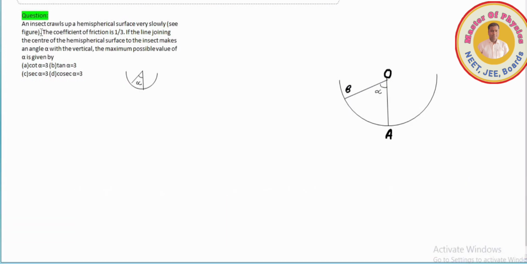Problem. An insect crawls up a hemispherical surface very slowly. The figure is given below here. The coefficient of friction is 1/3. If the line joining the center of the hemispherical surface to the insect makes an angle alpha with the vertical, the maximum possible value of alpha is given by option A, cot alpha equal to 3, option B, tan alpha equal to 3, option C, sec alpha equal to 3, option D, cosec alpha equal to 3.